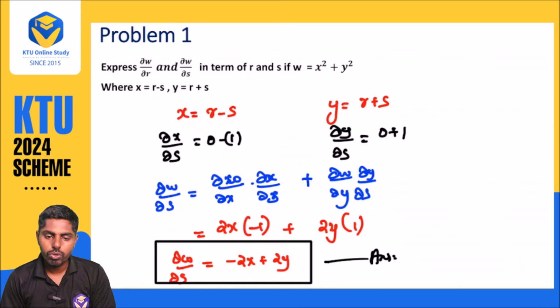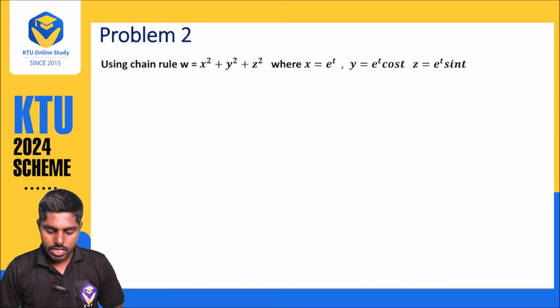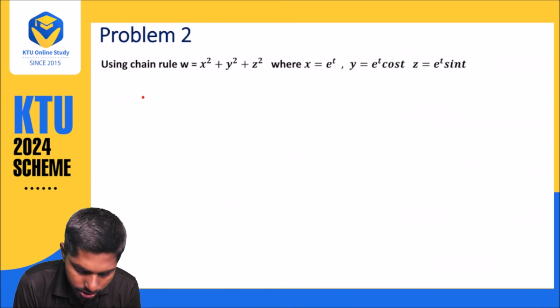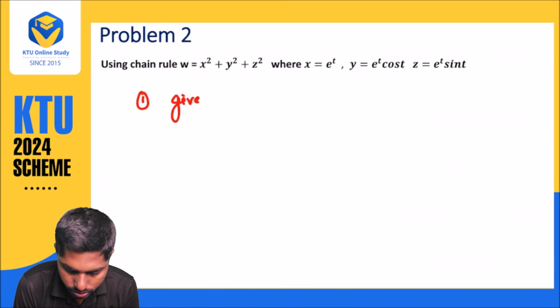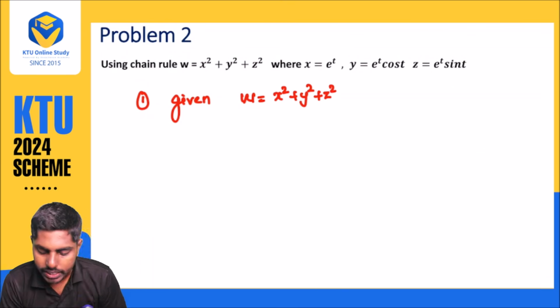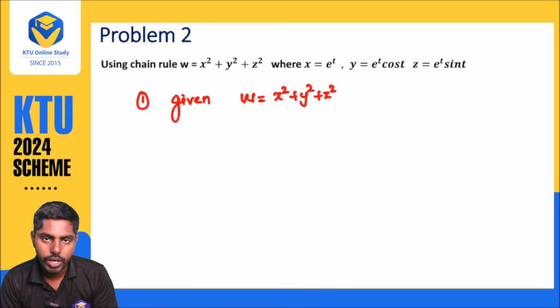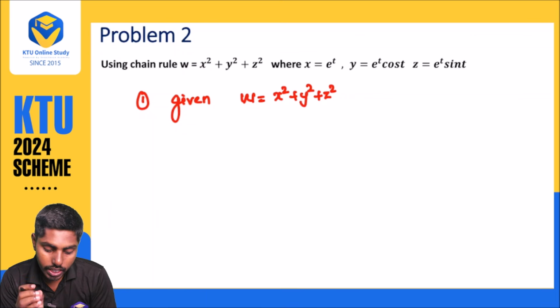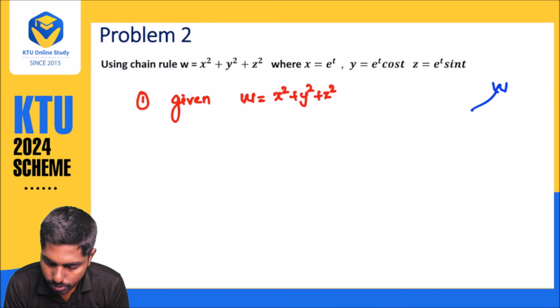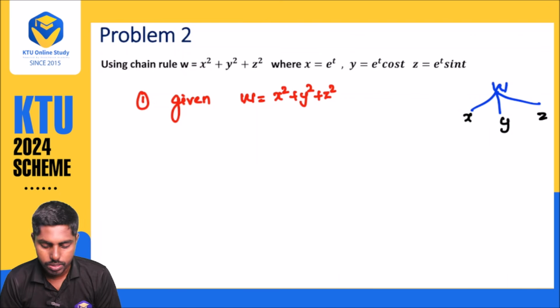Now we will go to problem number 2. See, in problem number 2, what have they given? First write the given. Given w is equal to x square plus y square plus z square. That means what should be concluded in your mind? w is depending upon three variables, x, y, z. Three variables it is depending upon.